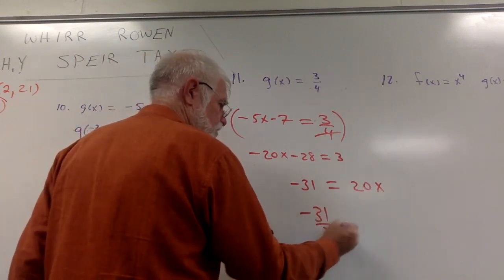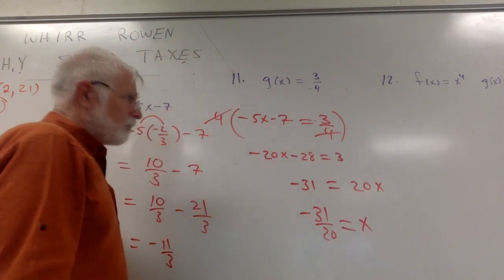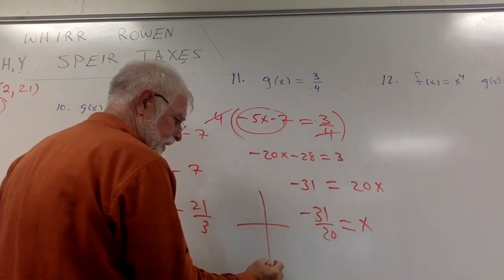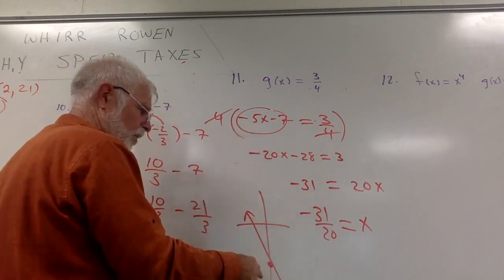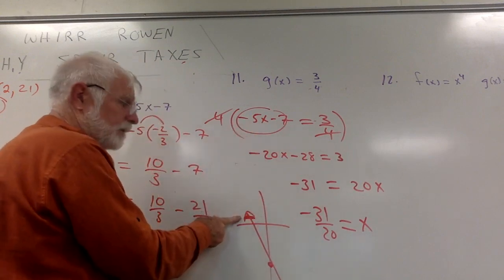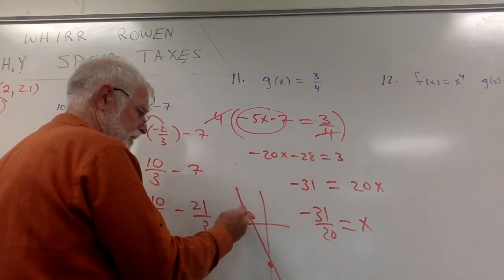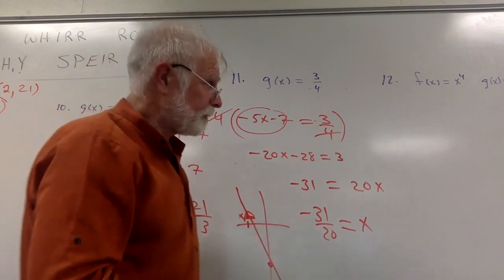Minus 31 over 20 equals x. Yep. So minus 5x minus 7, just for the record, has an intercept of minus 7. It's going down pretty steeply at 5 to 1. 3/4 is right about there. And that does look like I'm near the origin, but it's negative. So that x right there is where that point of intersection occurs.